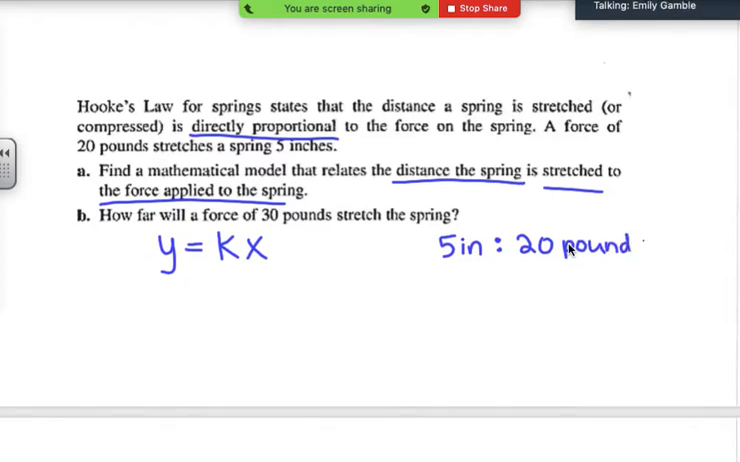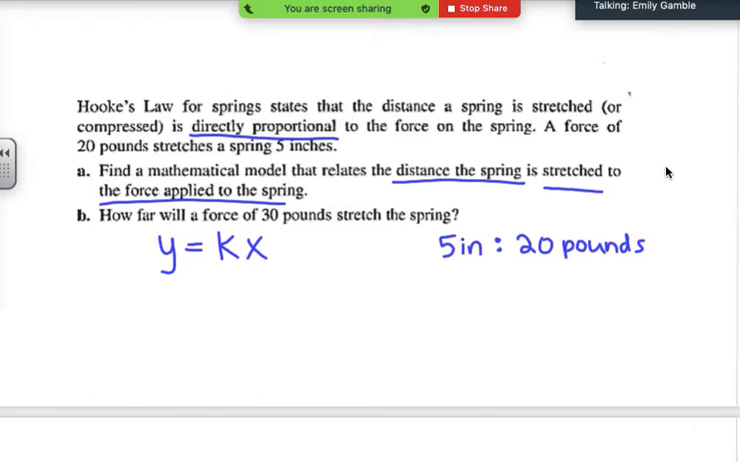So what I'm doing right now is I just created a proportion just to show that for every 5 inches a spring is stretched is because of 20 pounds of force. And sometimes that just helps me figure out what I'm supposed to do with the x and with the y here. Because for this problem, to find the constant of proportionality, we could do a couple different things. We can create an actual proportion and solve. We can put these numbers in for y and for x and solve that way. So here's the one way we did, just like the first problem.